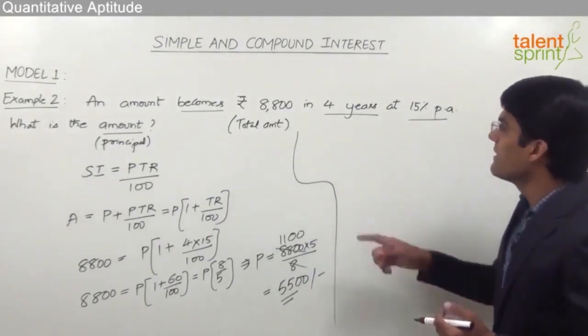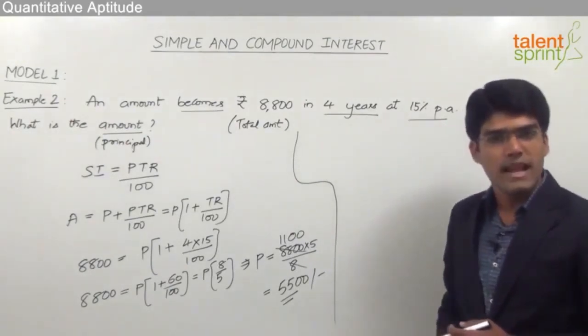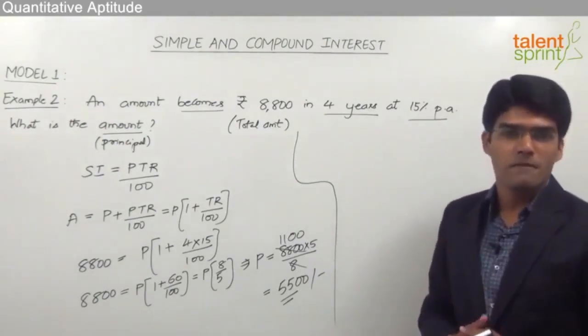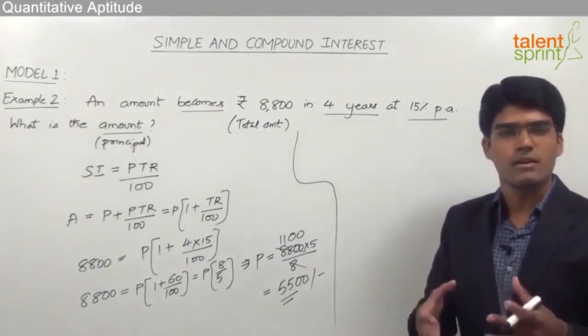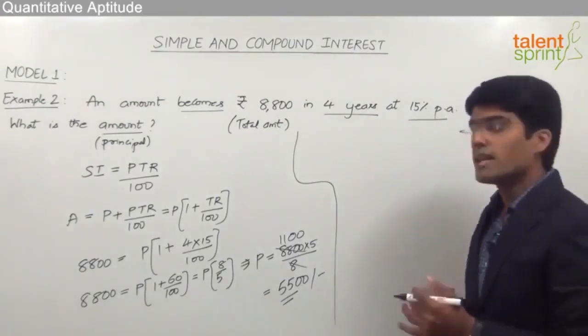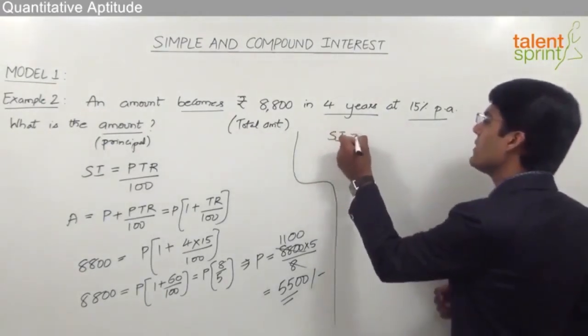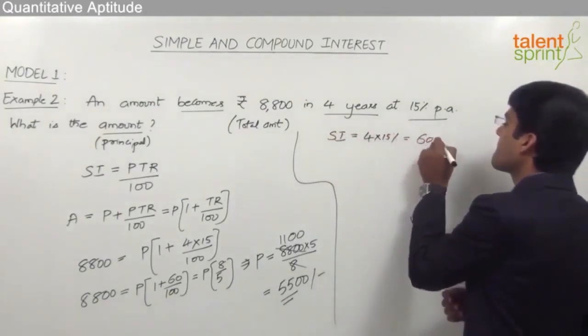Now as you can see here, the time period is 4 years and the rate of interest is 15% per annum. That means every year we get 15%. So very clearly in 4 years the total interest accrued will be 15% into 4, that is 60%. So we can understand that the simple interest will be equal to 4 into 15%, that is nothing but 60%.